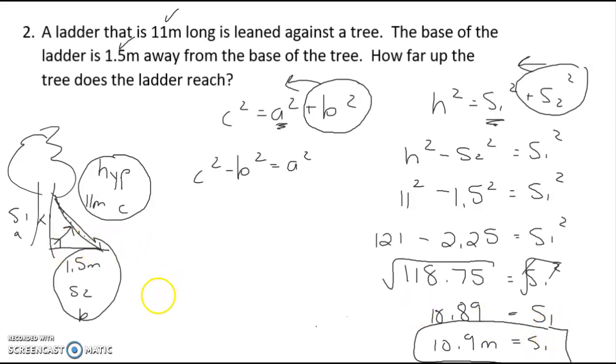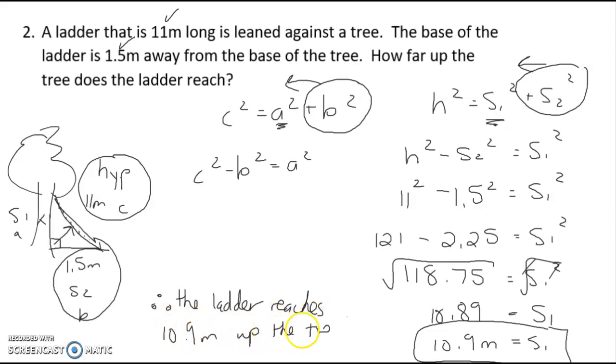Word problem, we have to have a therefore sentence. So it says, how far up the tree does the ladder reach? Therefore, the ladder reaches 10.9 meters up the tree. Okay, the end.